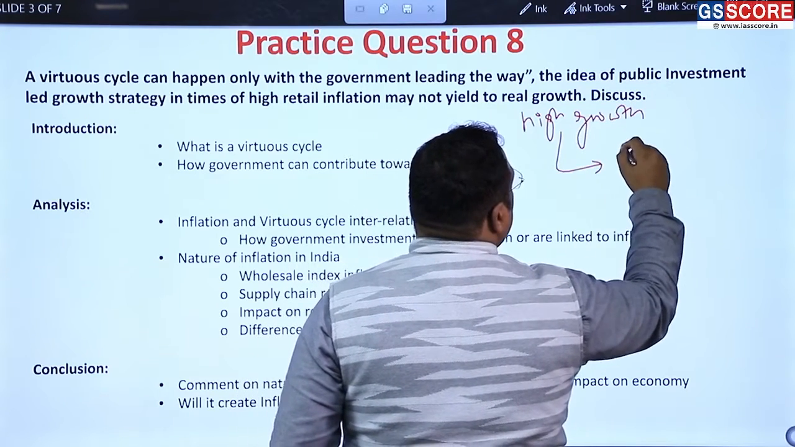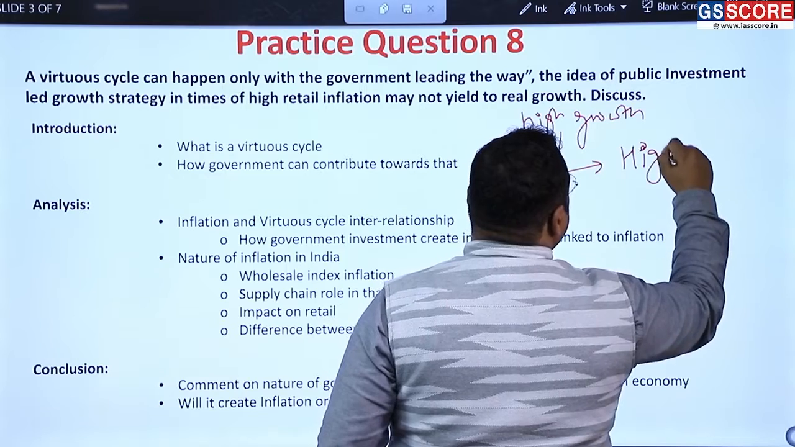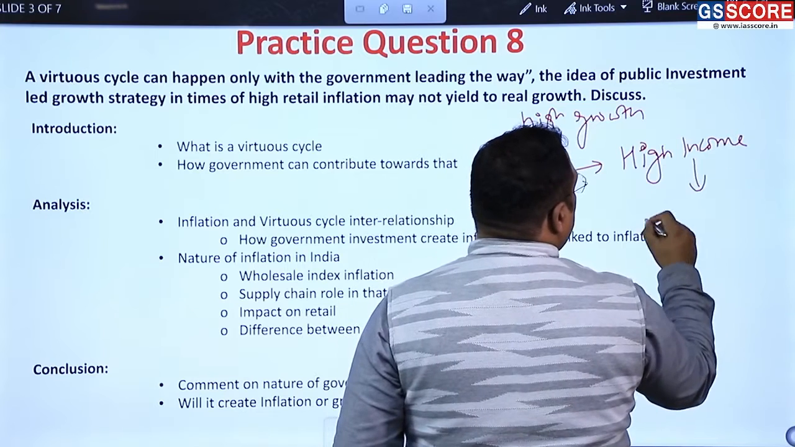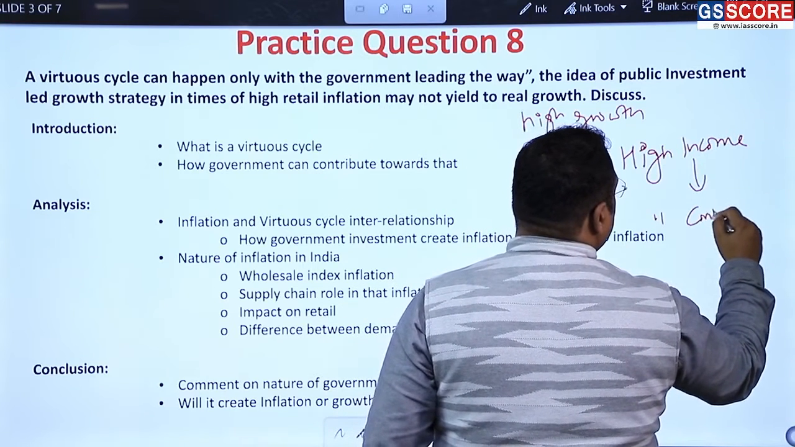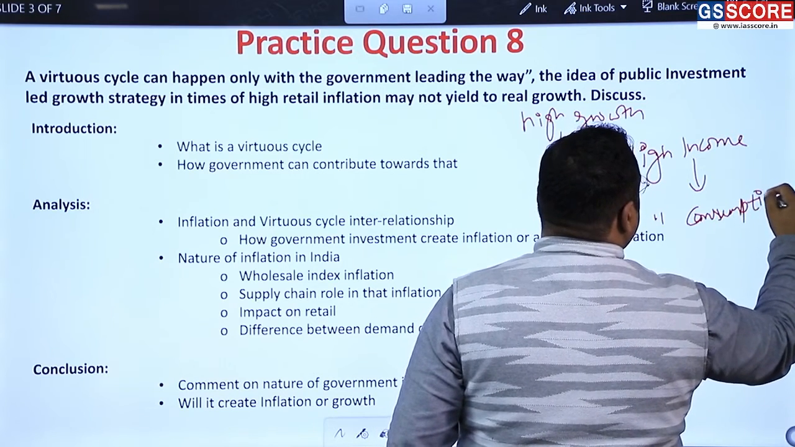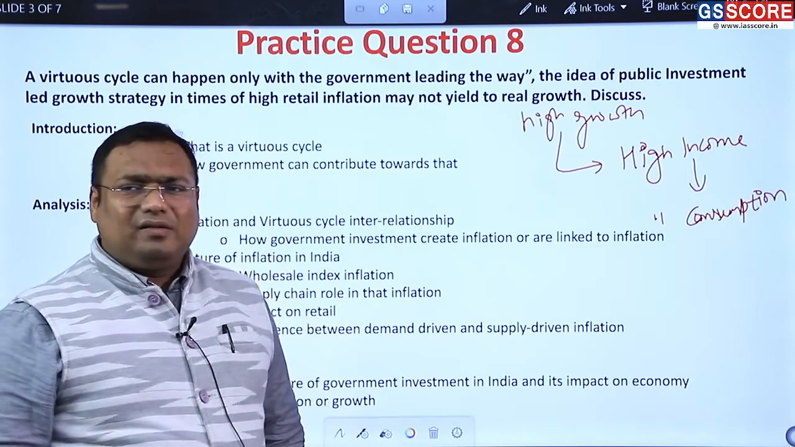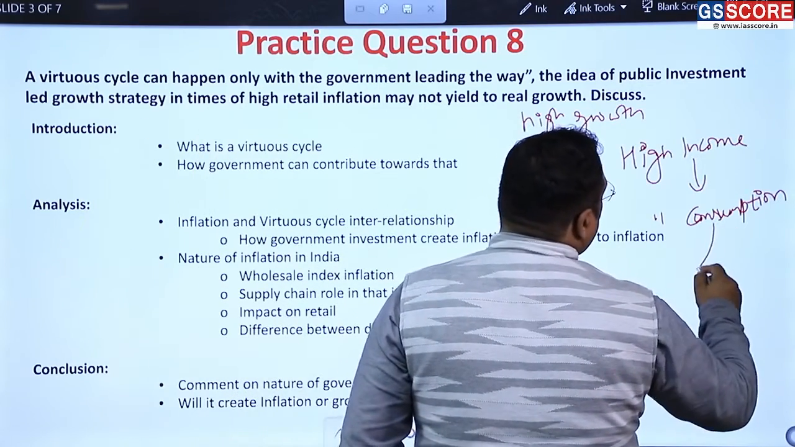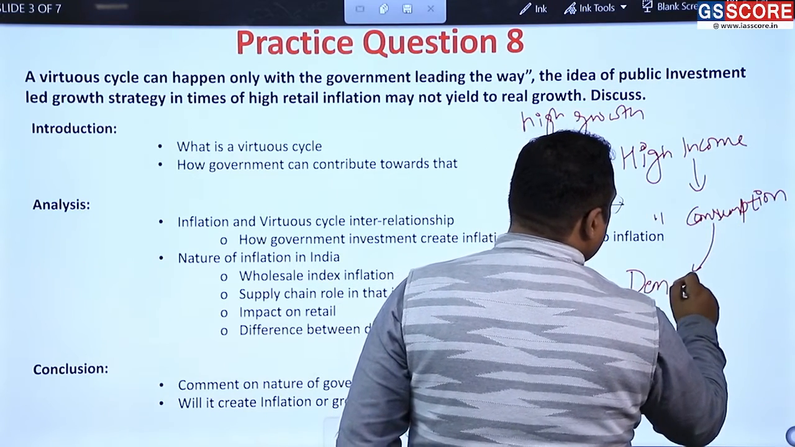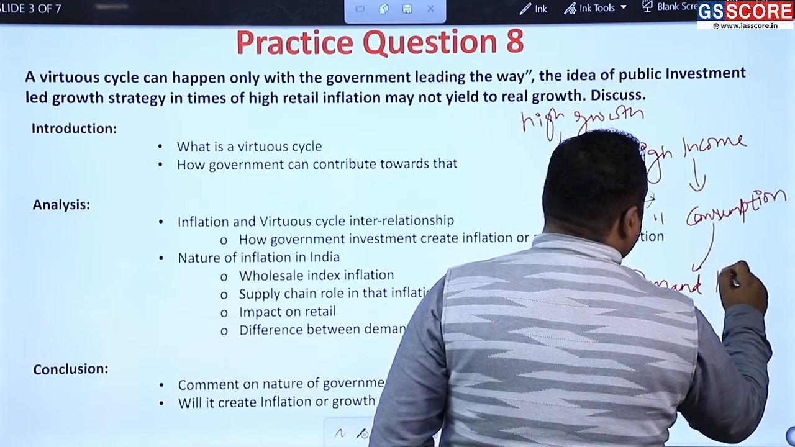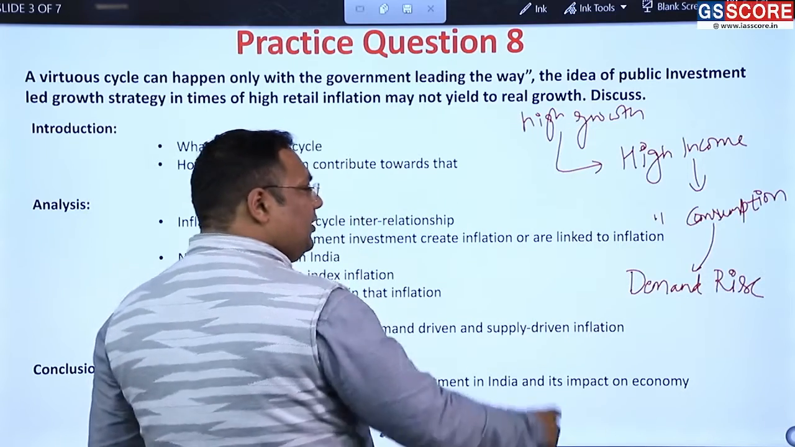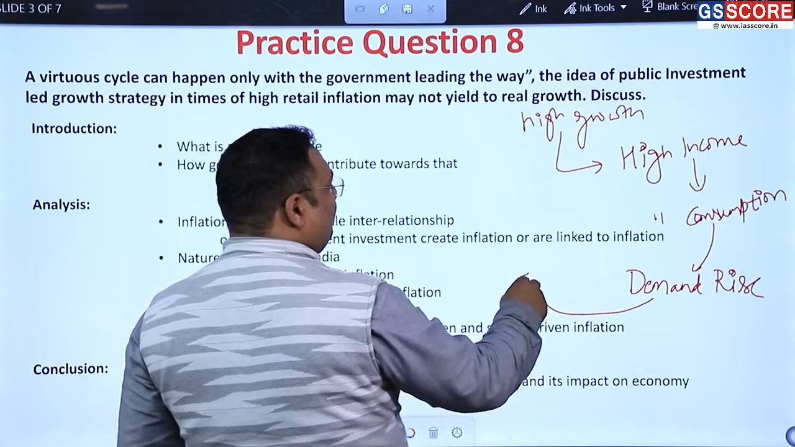Because of high growth, people have high income. Because people are earning more, they consume more, high consumption. And because people are consuming more, overall demand in the economy will increase. Demand rise. Okay, and because of increase in demand, the businesses expect more.